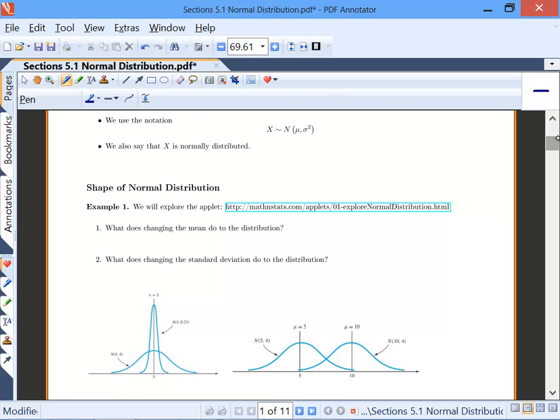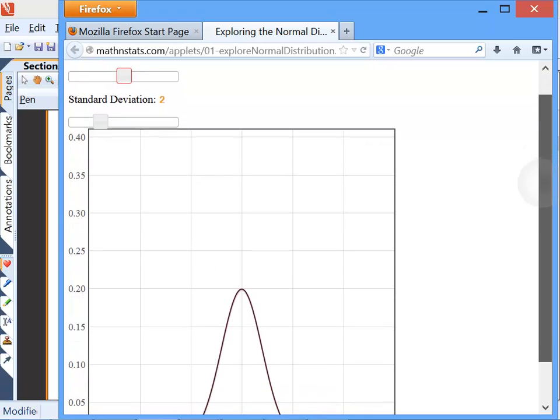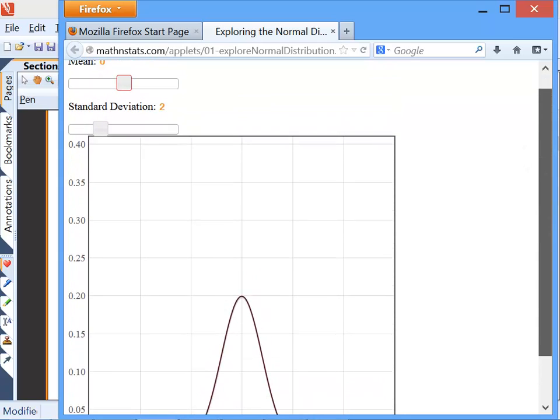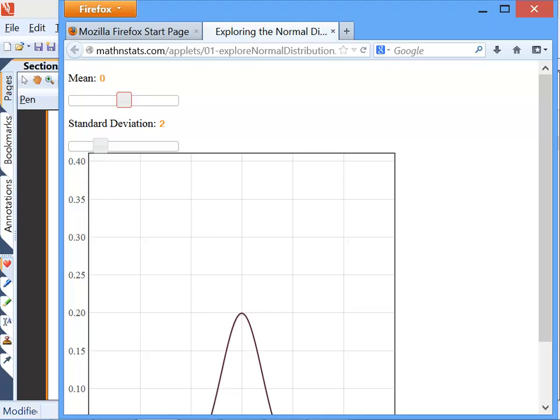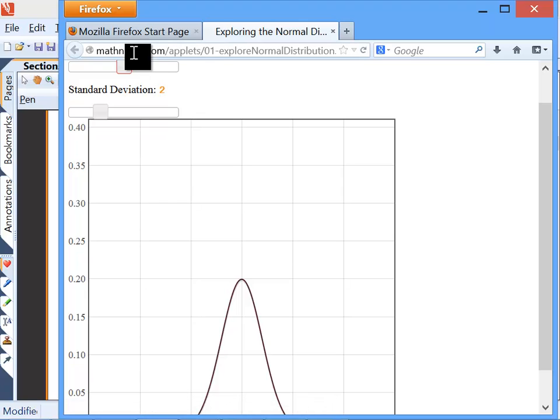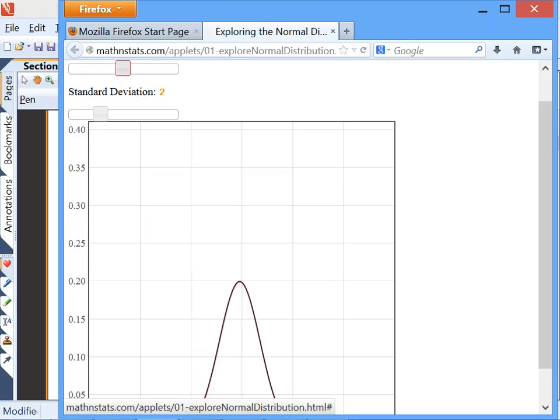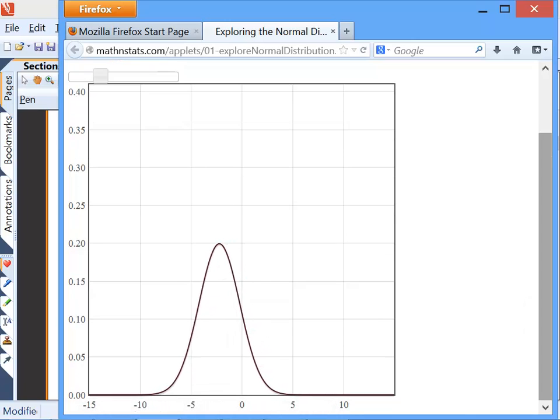So we're going to explore this applet, hopefully. Okay. And notice for this applet that I can change the mean and the standard deviation. So we're going to explore with changing the mean first. So the mean is my top slider. Notice what happens to the graph when I change the mean. So if I make the mean lower, what happens to my graph? It shifts to the left. If I make my mean higher, what happens to the graph? It shifts to the right.